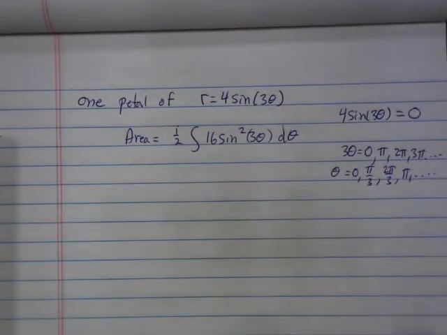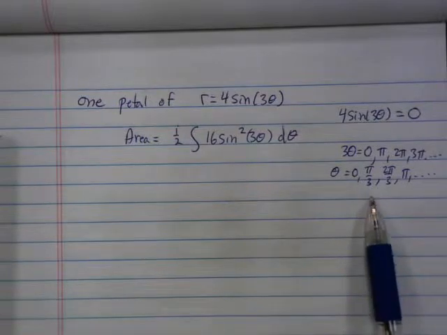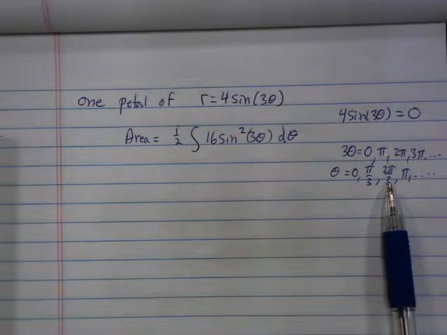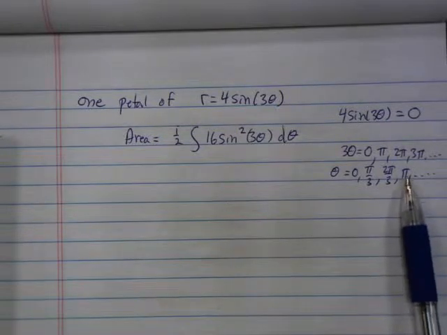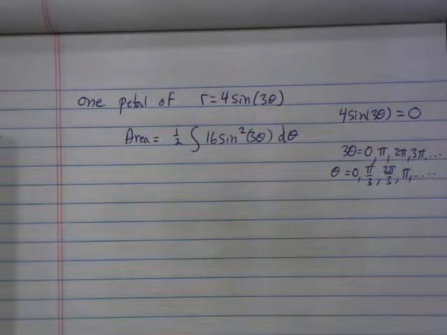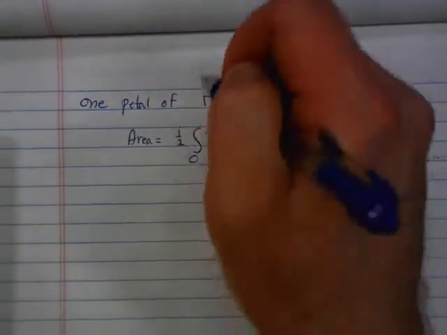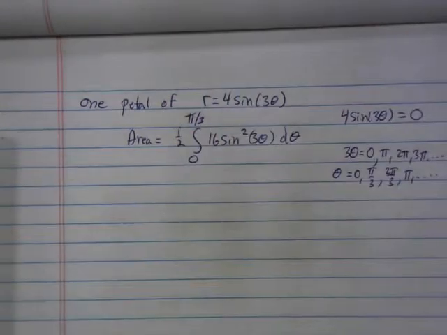So I think from 0 to pi over 3 is going to make one loop. From pi over 3 to 2 pi over 3 is going to make the second loop, and from 2 pi over 3 to pi is going to make the third loop. And then after that, it just keeps cycling around on itself over and over again. So I think I want to make my bounds go 0 to pi over 3.